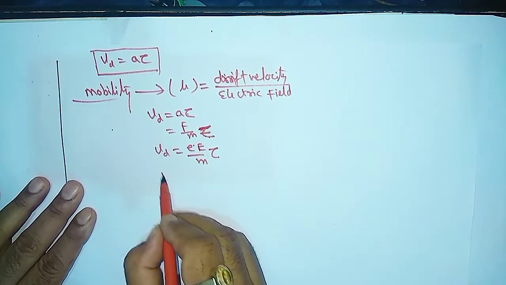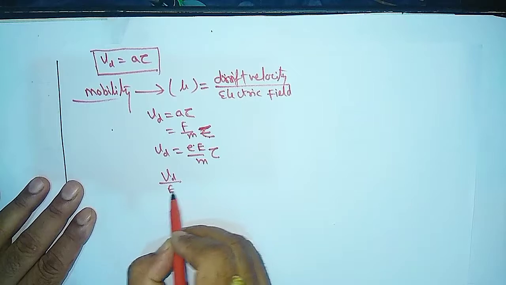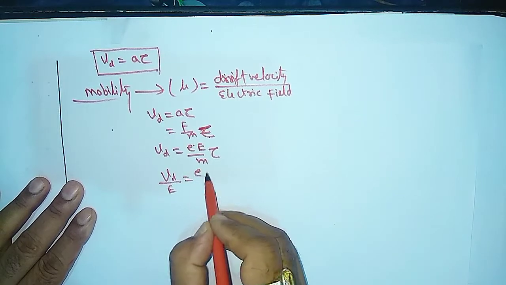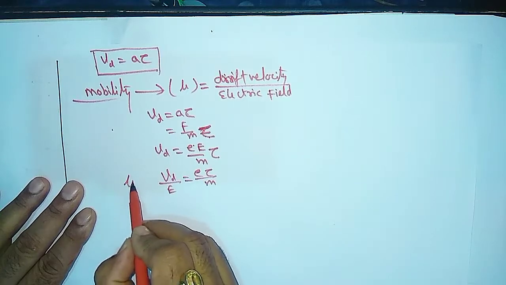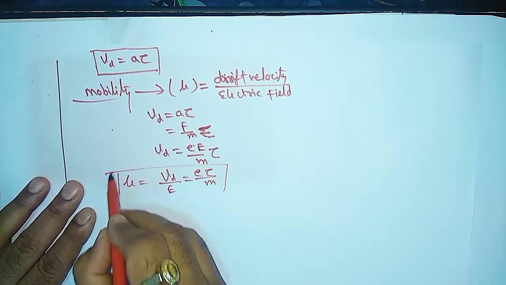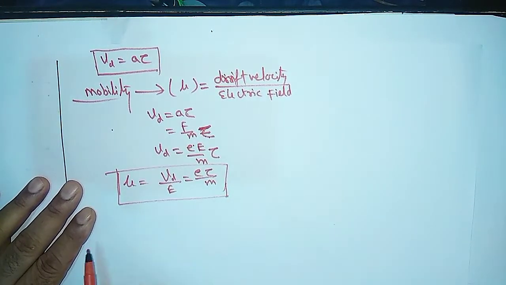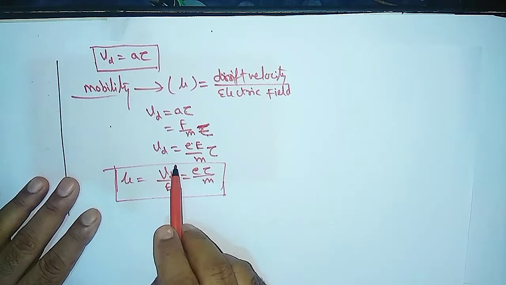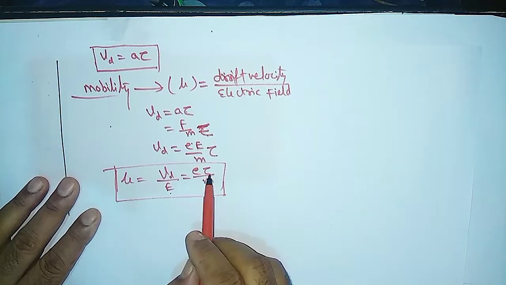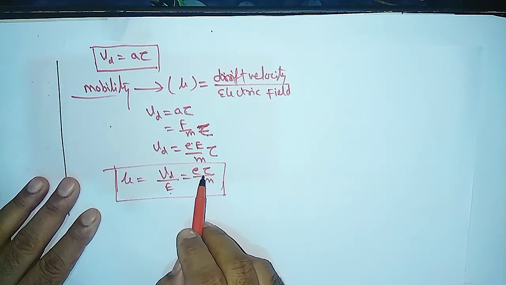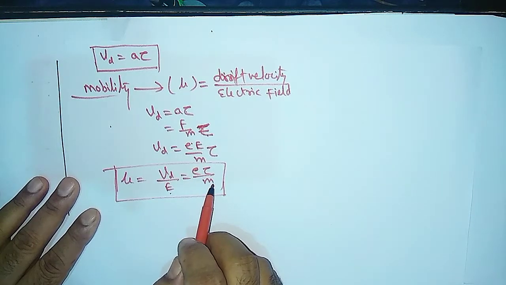It is the Vd. So Vd upon E is equal to E tau upon m. So this is the mobility. This is the formula of the mobility. Just remember, mobility mu is equal to drift velocity upon electric field. Okay, it can be expressed as E tau upon m.